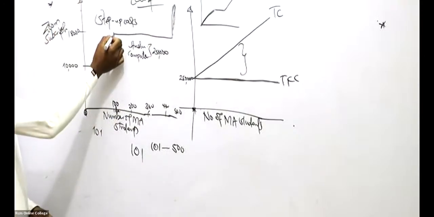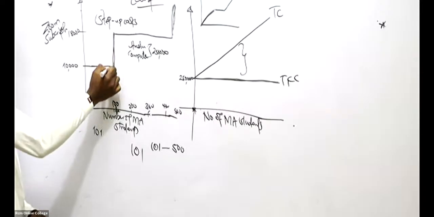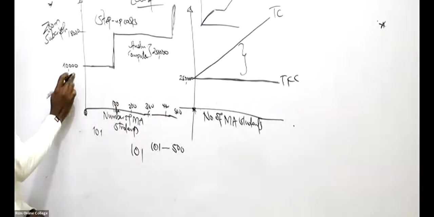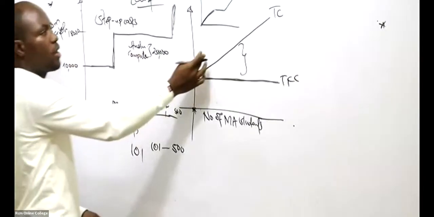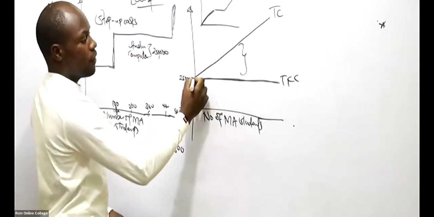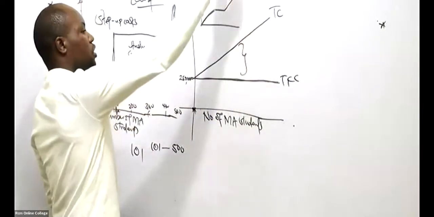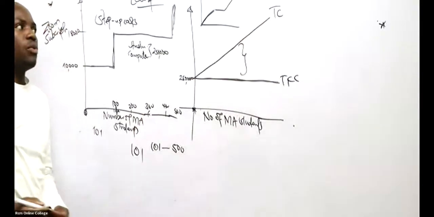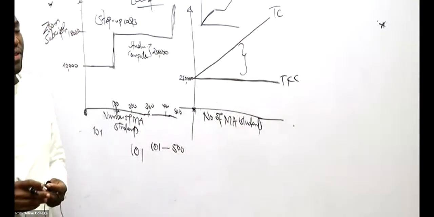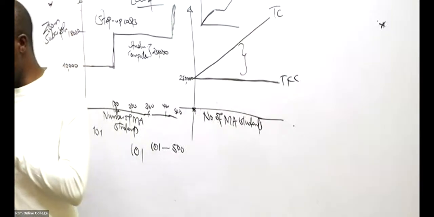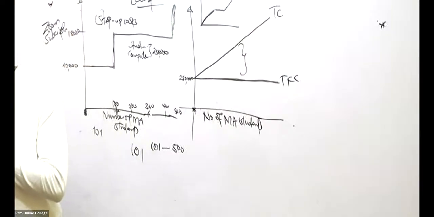So the change here is not vertical. For the step-up cost, the change was vertical. It steps up from 10,000. Here, it increases gradually. You have the first part, the fixed part. That's not vertical. So that is what we have in that particular section.